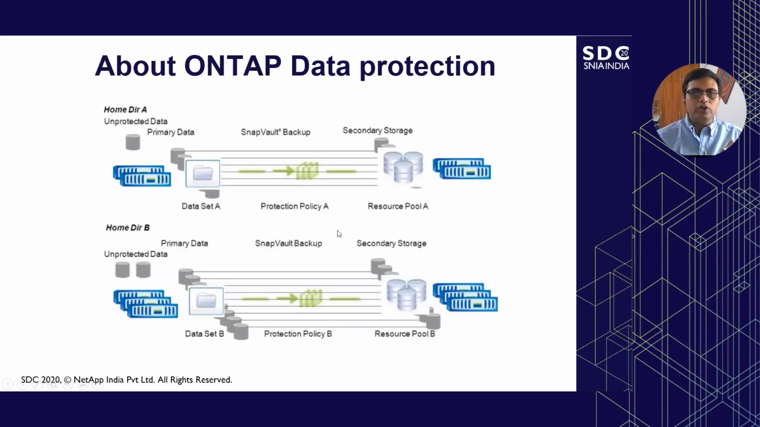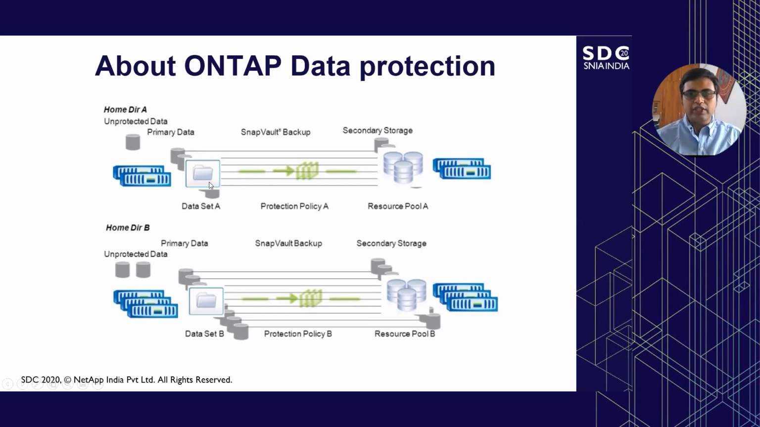Let me tell you briefly about how the OnTap data protection works. You have a primary cluster where you have some volumes and some user data in that. You have a secondary cluster where you would like to backup or mirror. Mirror is more like an incremental process, and backup is a vaulting solution. So you primarily try to save the user data, backup the user data into a secondary cluster, and to do that, you have something called a snapshotting technology.